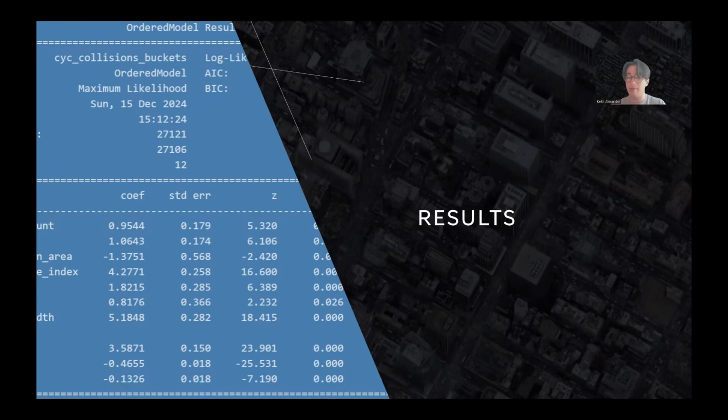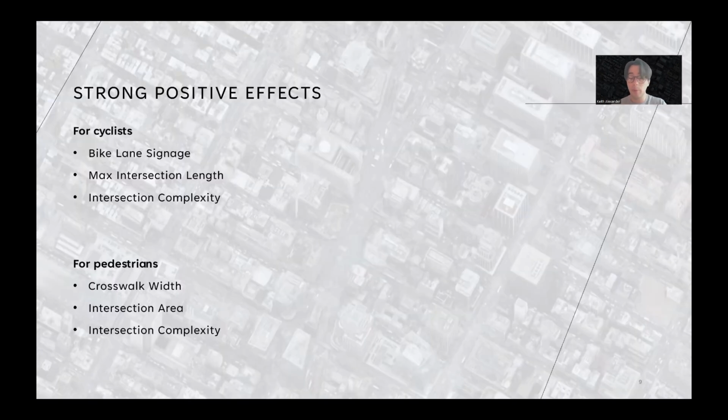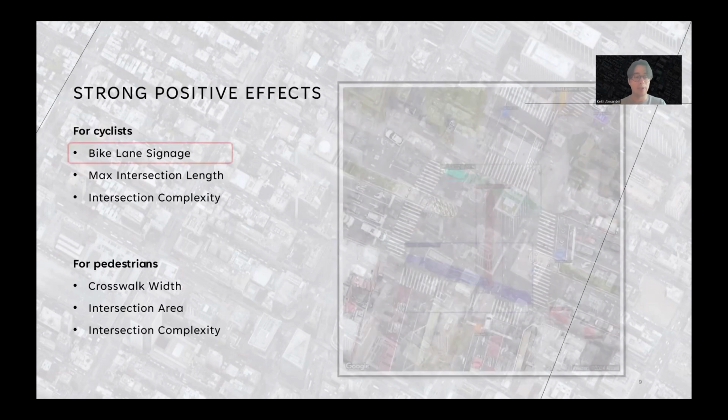So now that we have our methodology laid out, we can dig into the results. First, we want to look at those features that have had a strong positive effect on the collision rate, right? What this means is that these features tend to appear at intersections that have higher rates, right? Intersections that fall into the higher collision rate frequency buckets that we established earlier. And so the first 2 are a little bit counterintuitive.